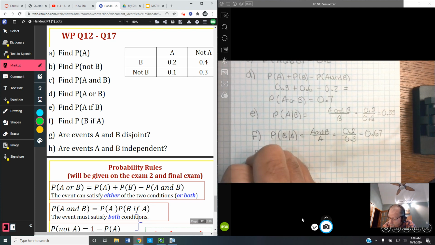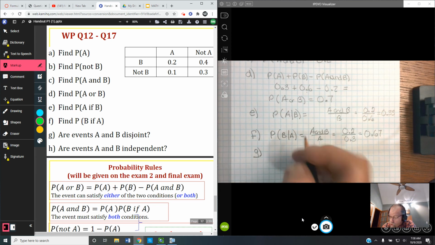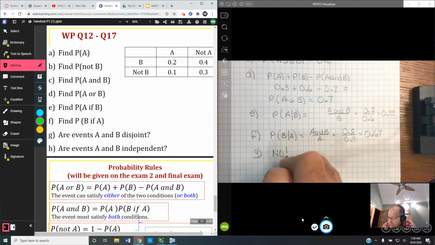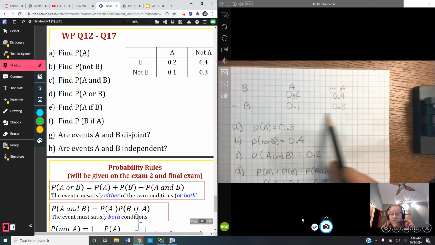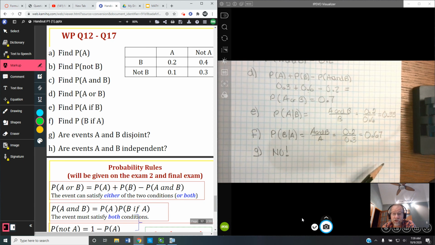Letter G. Are events A and B disjoint? No. How do you know that so quickly? Because there's numbers everywhere in the chart. If there's numbers everywhere, there's no zeros. That's why. If you have to explain it, because there's an event for everything, they cannot be disjoint from each other.